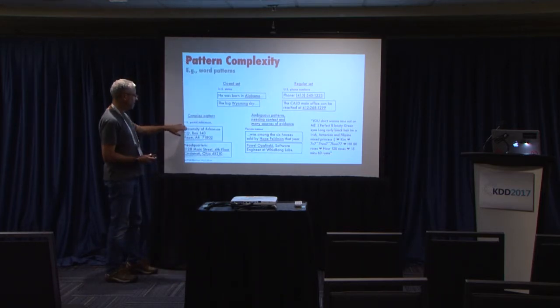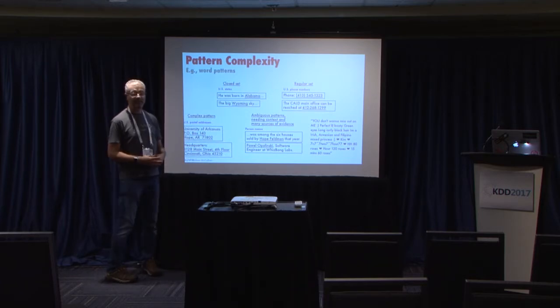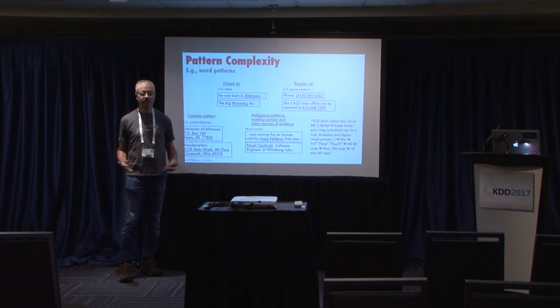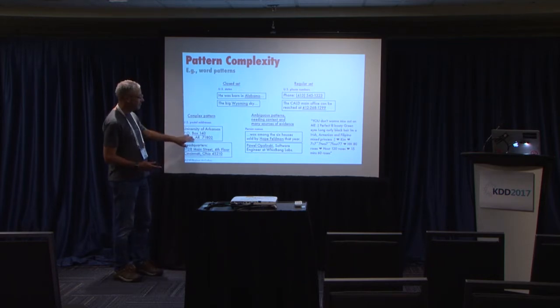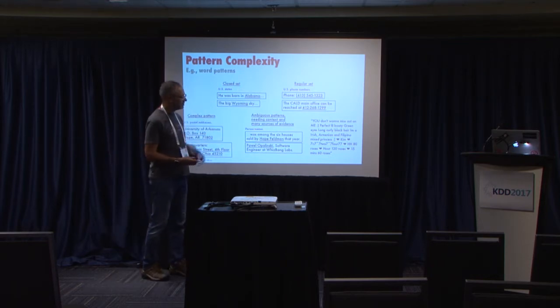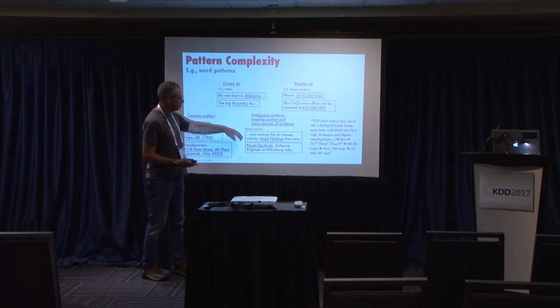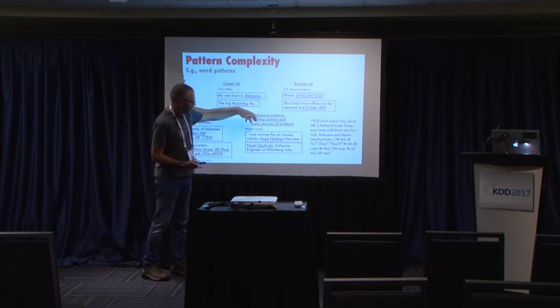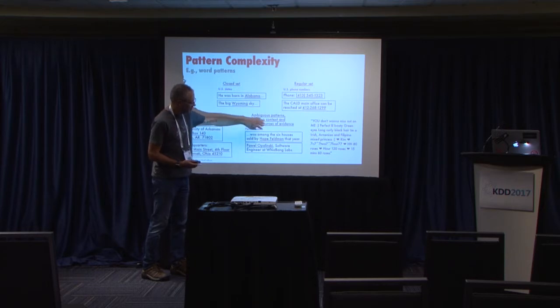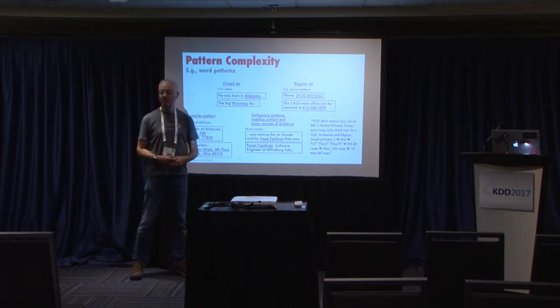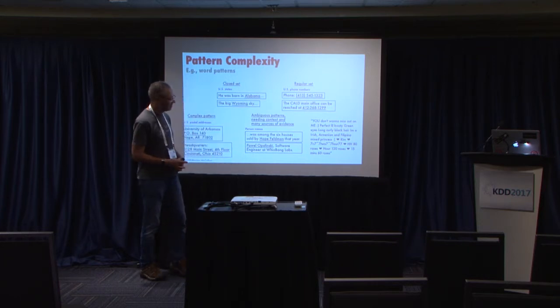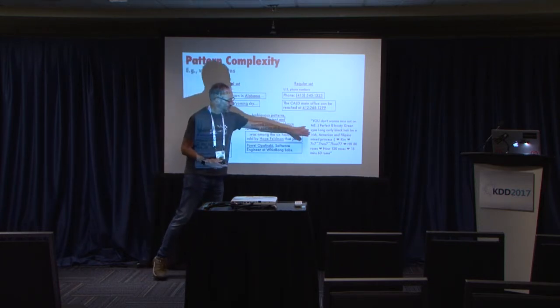Then you can have complex patterns like addresses. The variability in addresses is very, very large. Then you have ambiguous patterns, like person names in all kinds of different contexts. So you need to understand the context to effectively extract these. And then you have things like obfuscation.